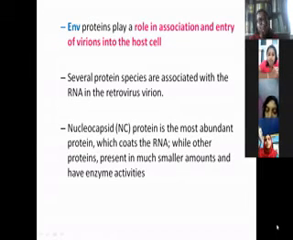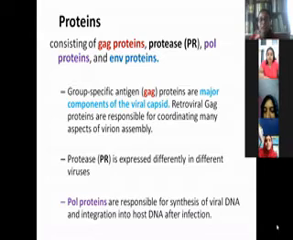Several protein species are associated with the RNA in the retrovirus virion. Nucleocapsid protein is the most abundant protein, which coats the RNA genome of the retrovirus, while other proteins present in much smaller amounts have enzymatic activity. So these are the major proteins that we can see in retrovirus, that is GAG protein, protease, pol proteins, and ENV proteins.